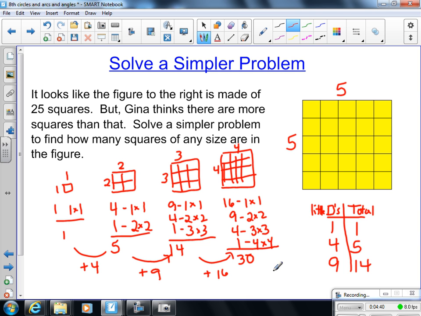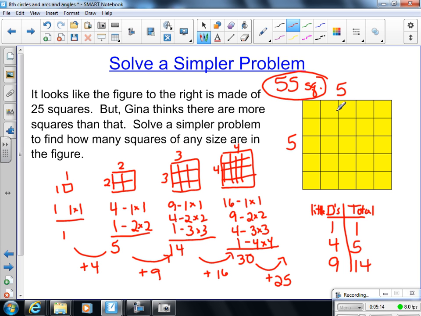Okay, what do you think we're going to add to get this next one? I think you're right, 25. You can also notice that 4, 9, 16, and 25 are what we call perfect squares. A 2 by 2 is 4. A 3 by 3 is 9. A 4 by 4 is 16. A 5 by 5 is 25. So we're going to take 30 plus 25 to get how many? 55. So we have found out that the total number of squares we think here will be 55 squares.